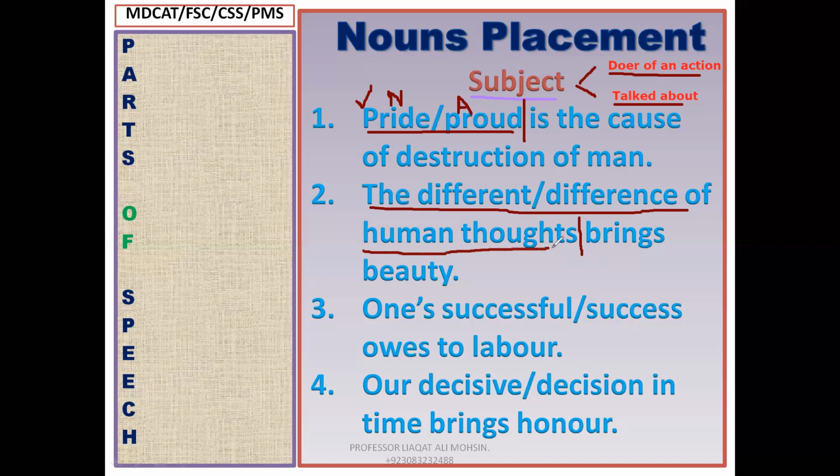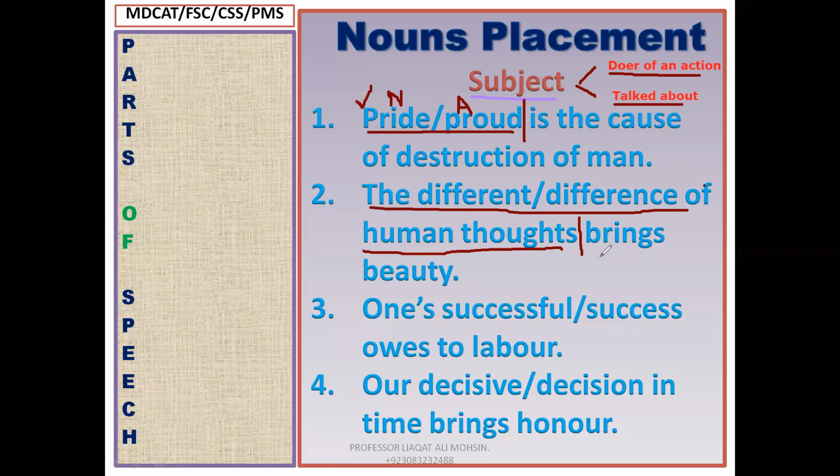We have to make the distinction of the subject from this phrase. This is a subject phrase, which can be a noun phrase. It is also called a subject phrase or noun phrase. Now, the difference of human thoughts. Of human thoughts, this is what adds up to different or difference. It means the main word is either different or difference, because it is the key word.